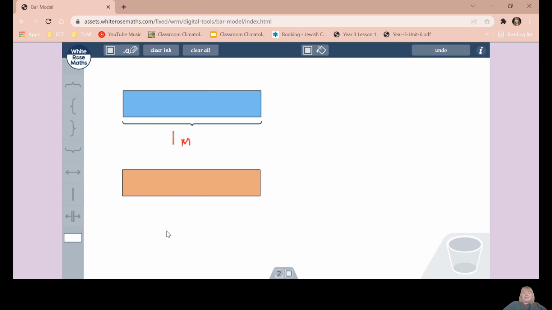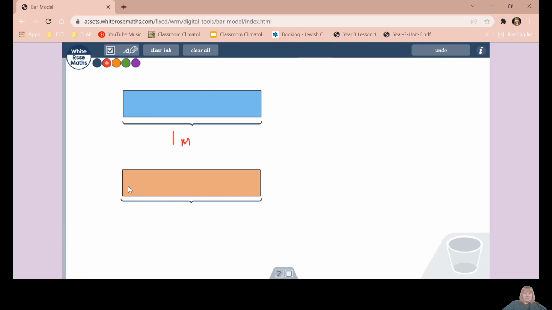My orange bar is exactly the same length. It is equal to my blue bar. But I'm going to measure this in centimetres. So when we speak about centimetres to metres, or metres to centimetres, the way we do this is if we've got a metre, we are going to multiply that by 100 to get our answer. That's converting metres into centimetres. So 1 multiplied by 100 gives me 100. And that would be my centimetres.